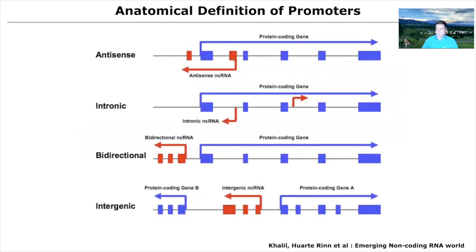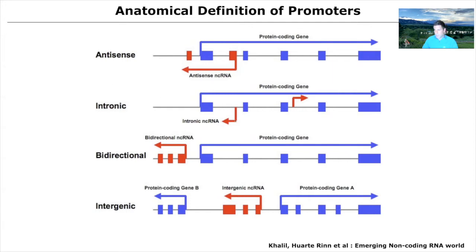Promoters can be complicated. They can show up anywhere. So you could see here's a promoter of a protein coding gene. Here are the exons that are going to be spliced in blue, and the protein coding gene goes this way. There could be another promoter on the other strand of DNA that makes an RNA that goes in the opposite direction. That's called antisense.